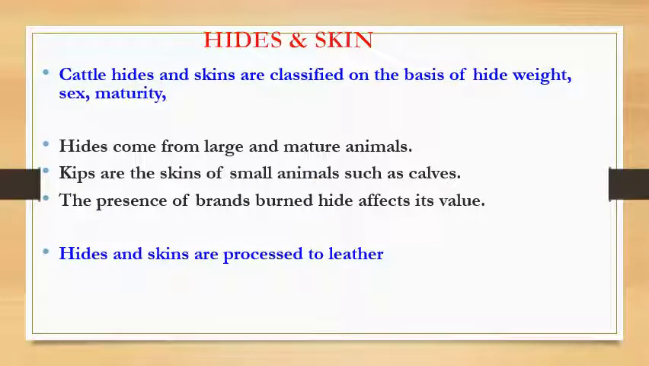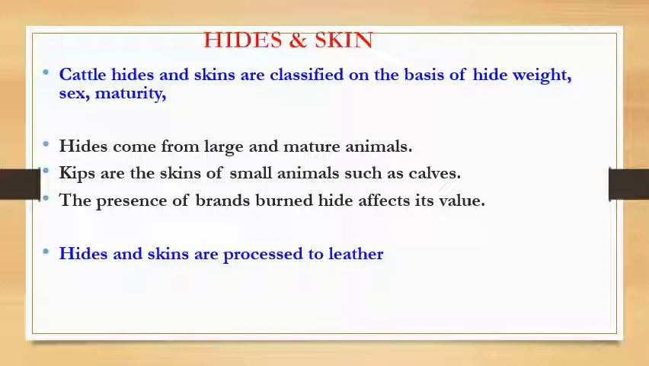Now this is about the hide and skin. Hide is the large weight, particularly from large animals, whereas skin is the less weight, that is from small animals. Again, we will discuss this in a separate lecture. Cattle hide and skin are classified on the basis of weight, sex and maturity. The large weight comes from the large animal, so it is called hide, whereas the small weight comes from the small animal, it is called skin.